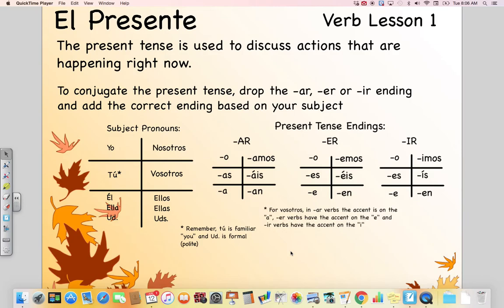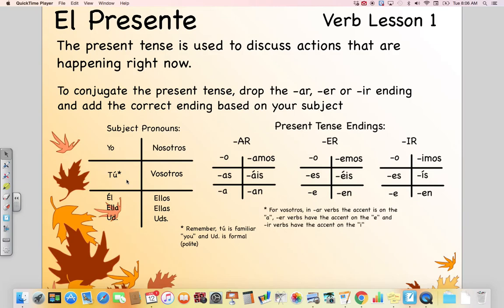Now, sometimes instead of subjects, we get subject pronouns. So let's just quickly review what the subject pronouns are in Spanish. They're right here on your screen. Yo is I. Tú is you. It's the familiar or informal singular. It would be used when addressing a friend, a sibling, or someone younger than you.